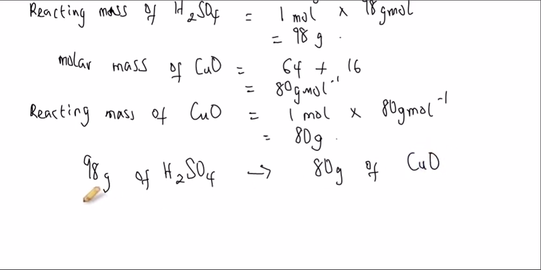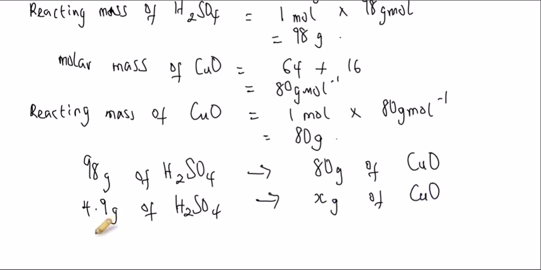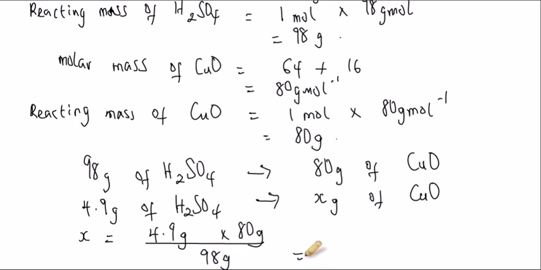So if you have 4.9 grams of tetraoxosulphate 6 acid, we require X, we are making use of X because it is unknown, grams of copper 2 oxide. To know X, we'll be making X the subject here and cross multiplying. X equals 4.9 grams multiplied by 80 grams divided by 98 grams. Calculating this, we have 4.0 grams, and this will be serving as the final answer.